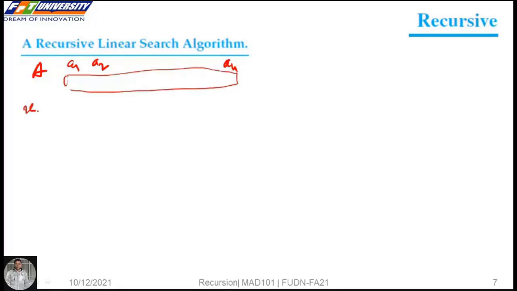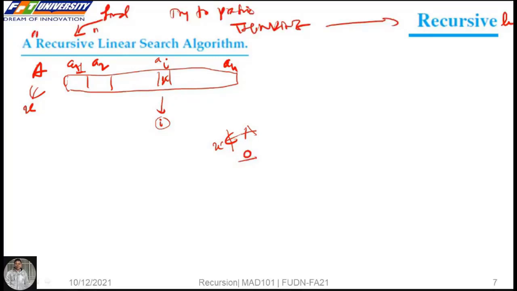So we want to find h in A. If h equals A[i], we return the position i. Because the start index is 1, if h does not belong to A, we return 0. We want to find a recursive definition.